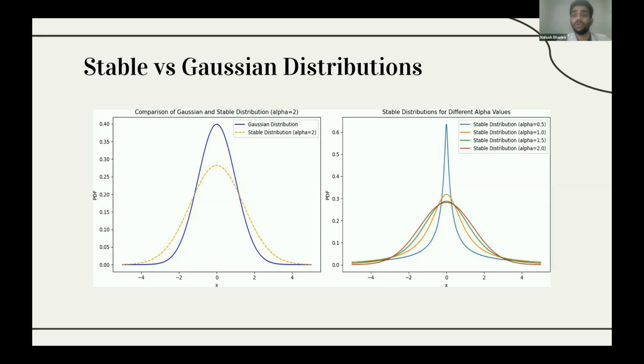So together, these two plots emphasize the flexibility of stable distributions. They allow us to smoothly transition from light-tailed symmetric behavior, which we observe in the Gaussian, to highly peaked, heavy-tailed distributions by simply adjusting the alpha parameter, a single parameter. This is what makes stable distribution particularly powerful in scenarios where the Gaussian might fail.